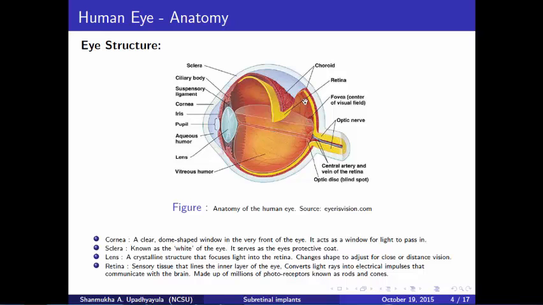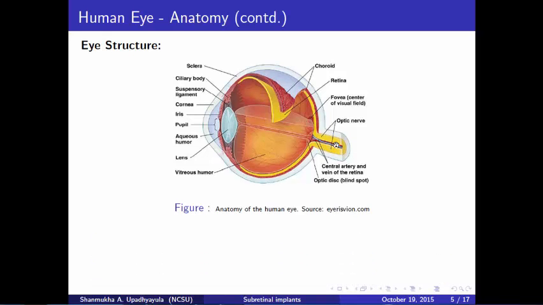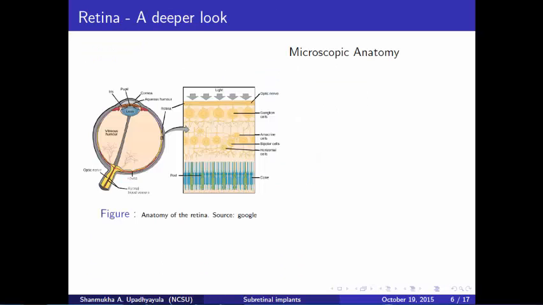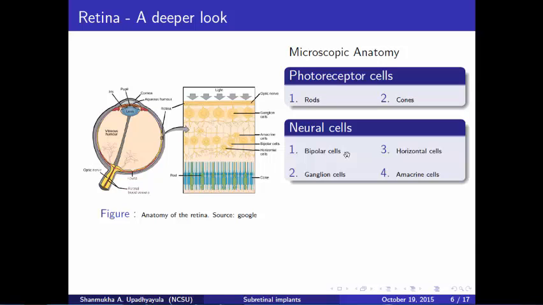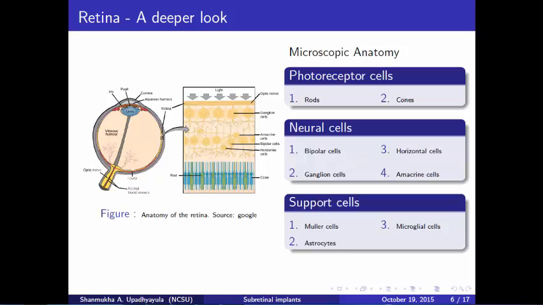And retina is the sensory tissue where most of the processing happens. It converts the light energy into electrical impulses which are used to communicate back to the brain. These impulses are carried by the optic nerve, which transmits the visual information from the retina to the brain. Retina is further divided into 10 different layers. All these layers comprise 3 different types of cells. The first one is the photoreceptor cells, the second type is the neural cells, and the third type is the support cells. Analogically speaking, this can be thought of as the film inside a camera.